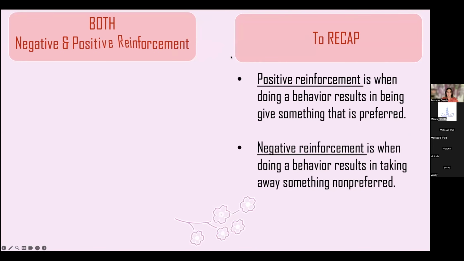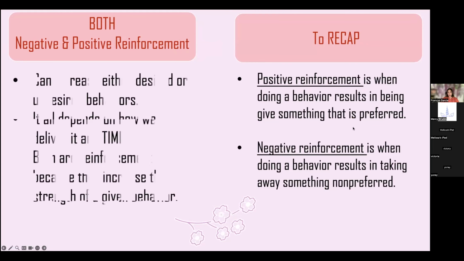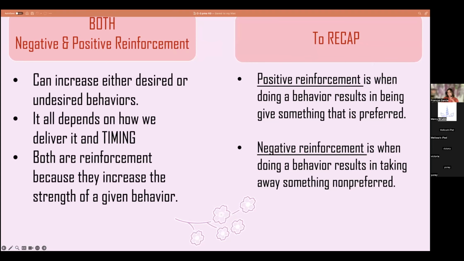More recapping because I love to recap. Putting it all together now. Positive reinforcement is when doing a behavior results in being given something that is preferred. Negative reinforcement is when doing a behavior results in taking away something non-preferred. Okay? Once again, if you haven't been writing notes up to this point, if there's anything that you want to write down, this would probably be a great slide.